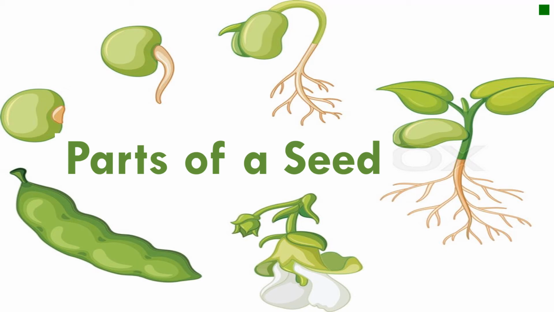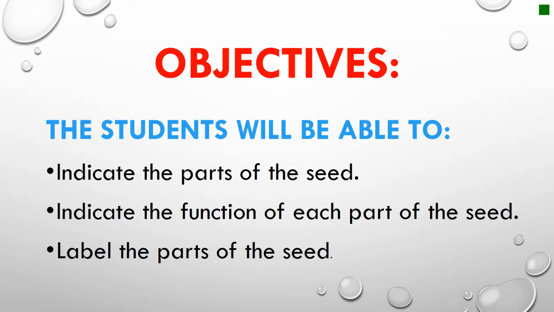In this video, we are going to talk about parts of a seed. What are the objectives for this lesson? We have to indicate the parts of the seed. We have to indicate the function of each part of the seed. Then I have to label the parts of the seed.